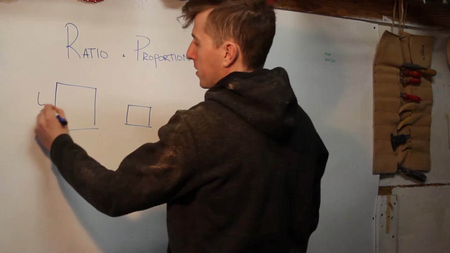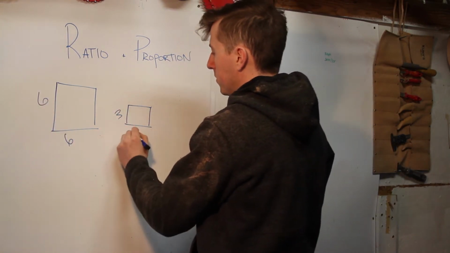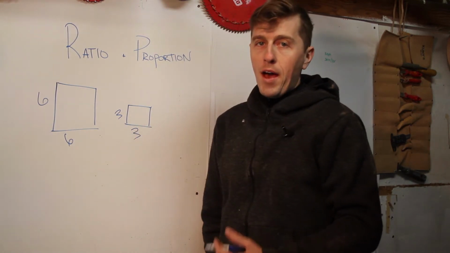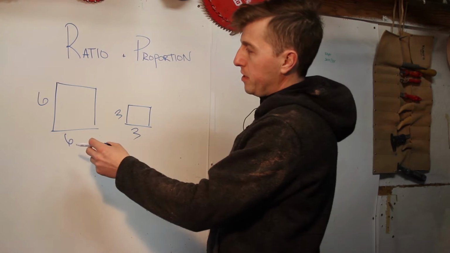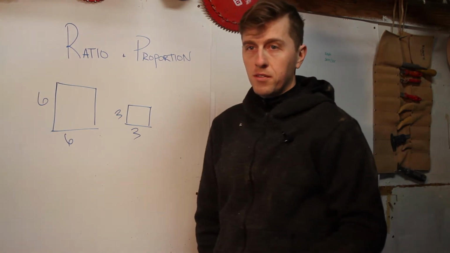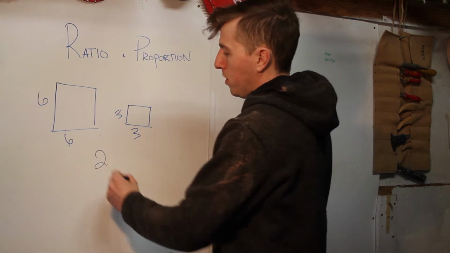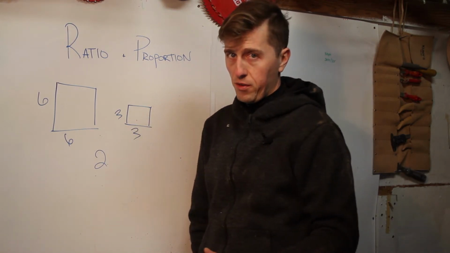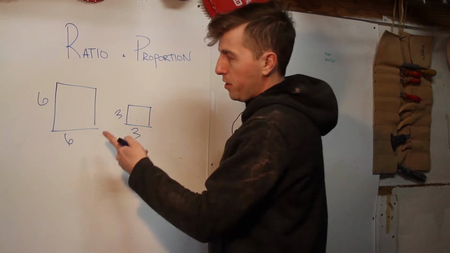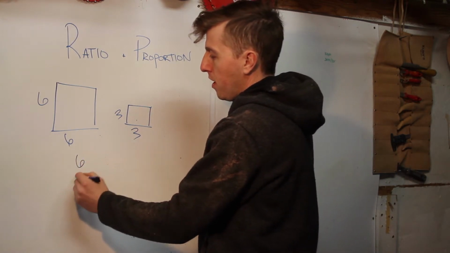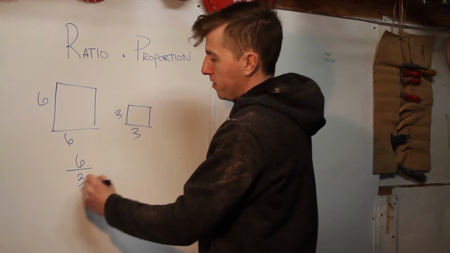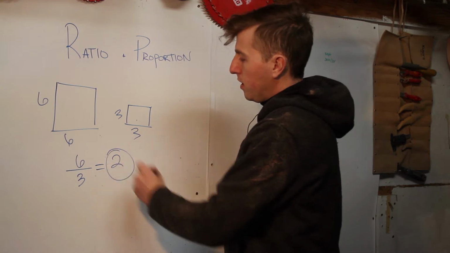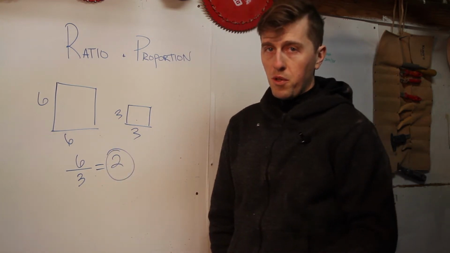If you look at these two boxes, this is a 6x6 box and this is a 3x3 box. How many times bigger is the 6x6 box than the 3x3 box? The answer is 2. This is 2 times bigger, and this is 2 times smaller. How do we figure that out? Basically, we take the bigger number, the bigger size, we divide it by the smaller size, and we get the answer 2. Now 2 is the ratio between the bigger and smaller sizes.